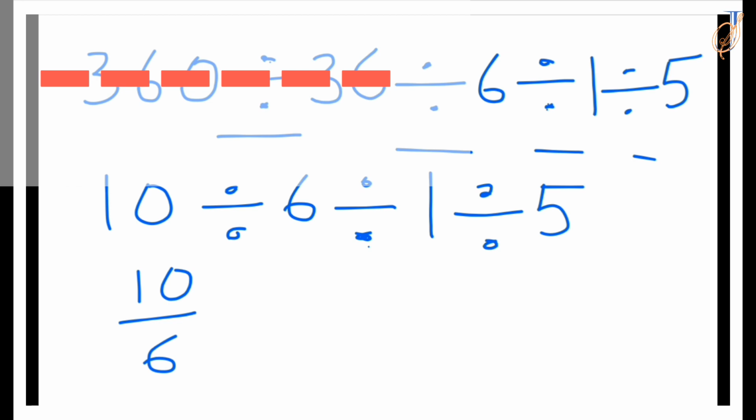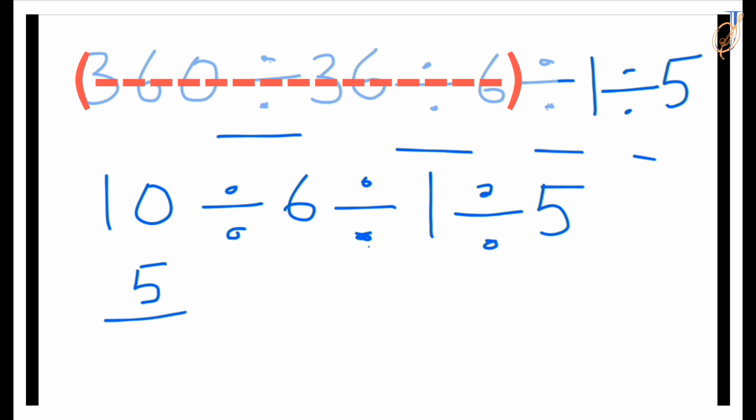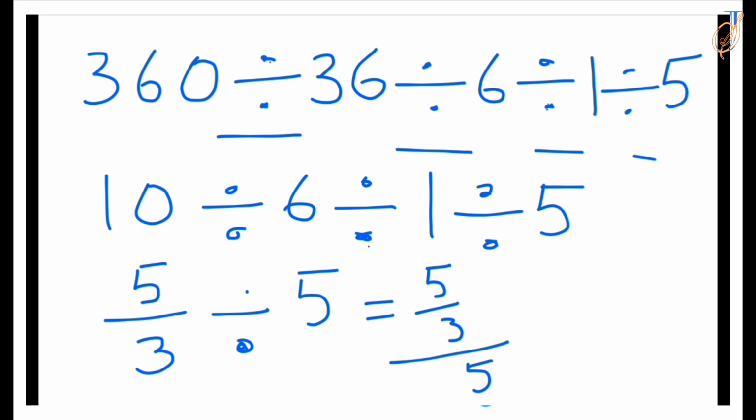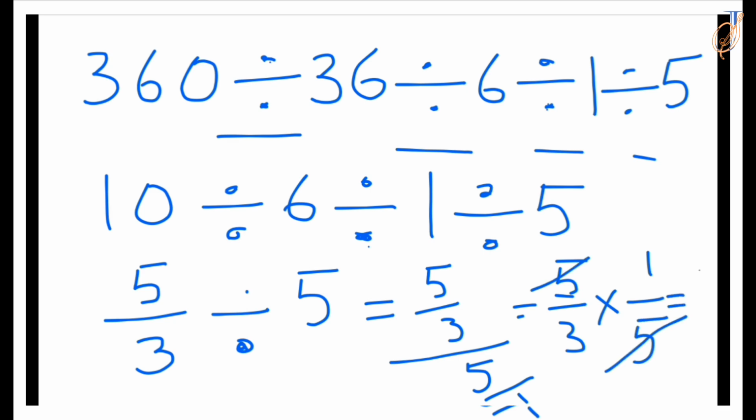You cancel with 2. 2 5s are 10, then 2 3s are 6. 5 by 3. Then you do with 1. 5 by 3 divided by 1 is 5 by 3 only. Then your last division is 5 by 3 divided by 5. If you do this, 5 by 3 divided by 5, that means you can write here 5 by 1. So which is 5 by 3. When it flips, it will come 1 by 5. So 5 gets cancelled. So your answer is 1 by 3.